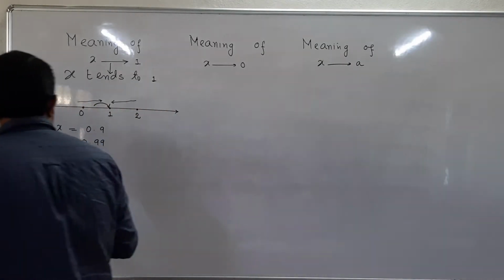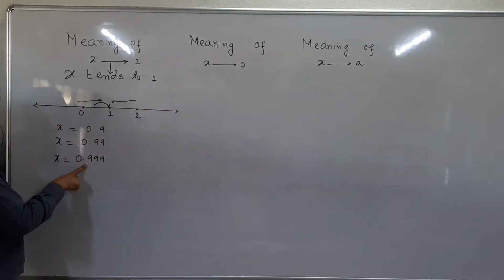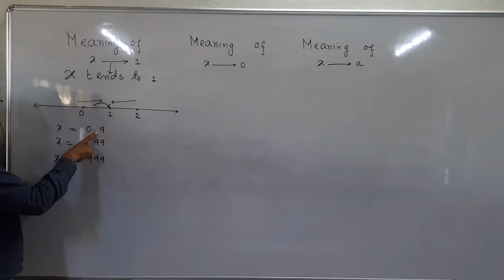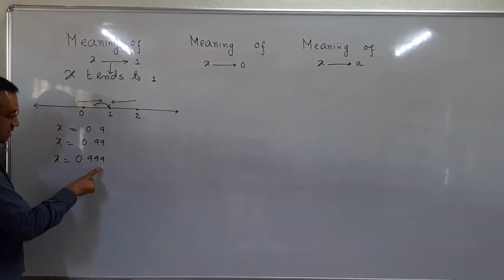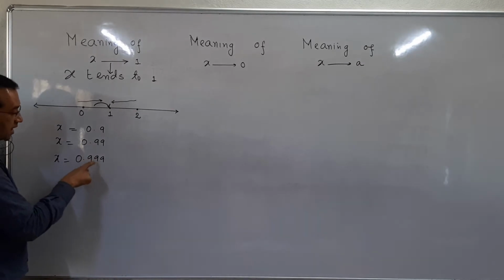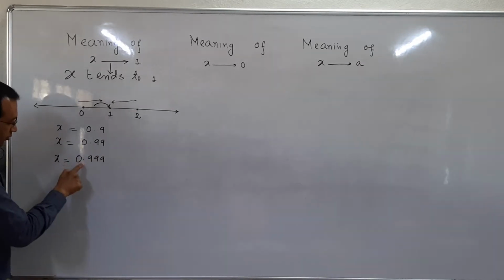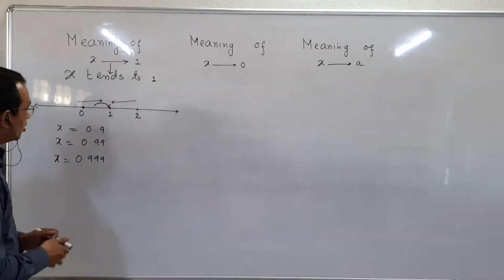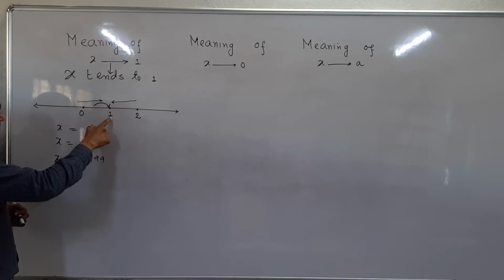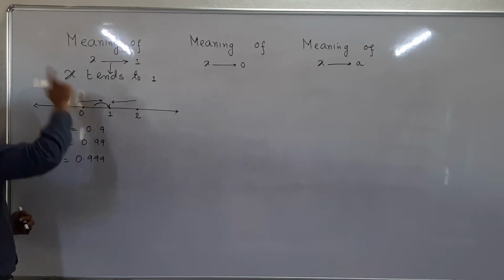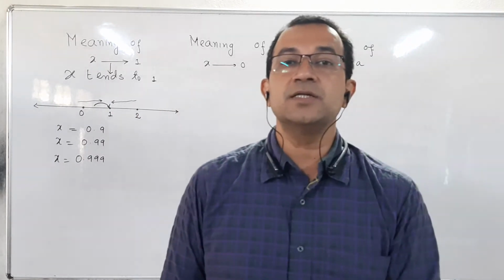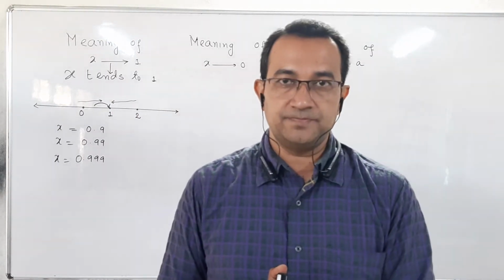Means slowly I am increasing this value of x. Check. 0.99 is greater than 0.9. 0.999 is greater than 0.99. Again, if I take 0.9999, it is greater than 0.999. So slowly by increasing x, I am approaching 1 from left hand side, less than 1 towards 1, by increasing the values of x.